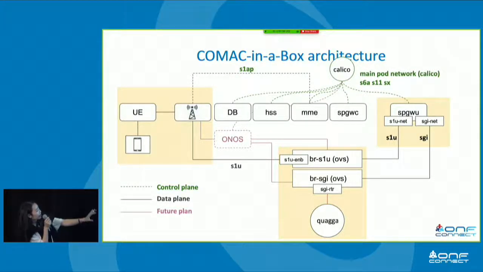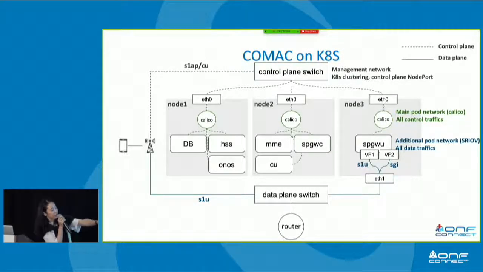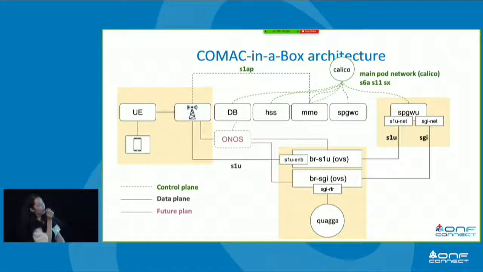And the other emulated part on the bottom here, there was actually a data plane switch here, and it is connected to the data plane interfaces. To emulate this, we created two OVS bridges for each network, and to connect SPGW-U and these OVS bridges, we created a very simple CNI.